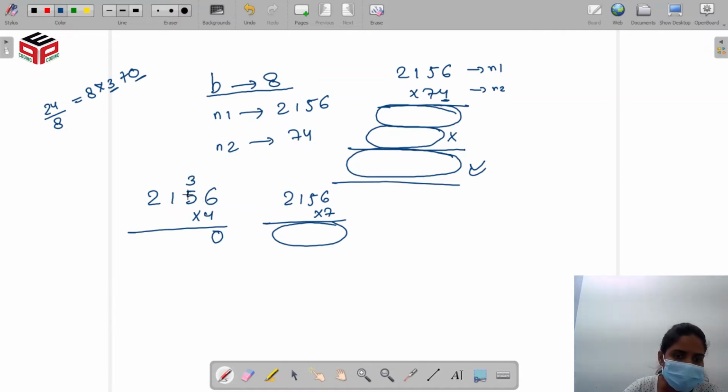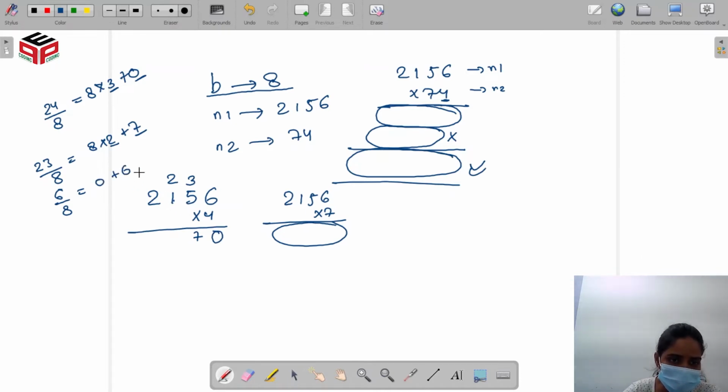4 5s are 20. 20 plus 3, 23. 23 divided by 8 gives me 8 2s are 16 plus 7 as a remainder. The remainder will be the answer digit and 2, the quotient, will be the carry. Fine. 4 1s are 4 plus 2, 6. 6 divided by 8: 0 quotient plus 6 as a remainder. So 6 will be the answer digit and 0 will be the carry.